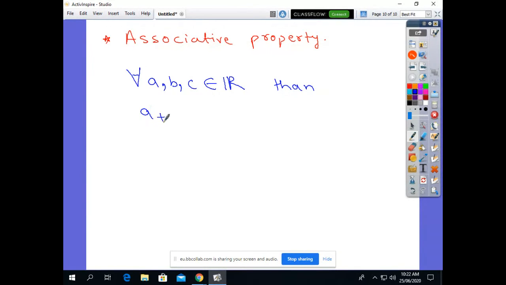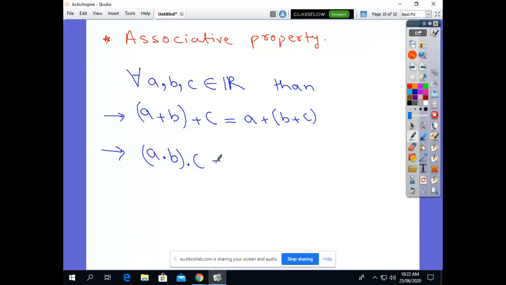the condition is: A plus B, first of all we add A with B and then with C, is equal to A plus B plus C, where on the right-hand side we first add B and C, then with A. These two answers are the same. Or in multiplication form, we multiply A with B and then with C, or A with B dot C. In multiplication form, both results are also the same. This property is called the associative property. The upper one is the associative property with respect to addition, and the lower one is the associative property with respect to multiplication.